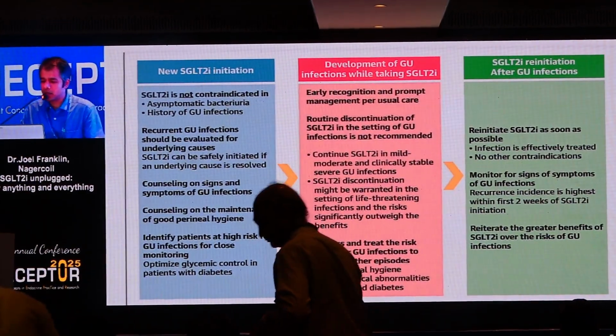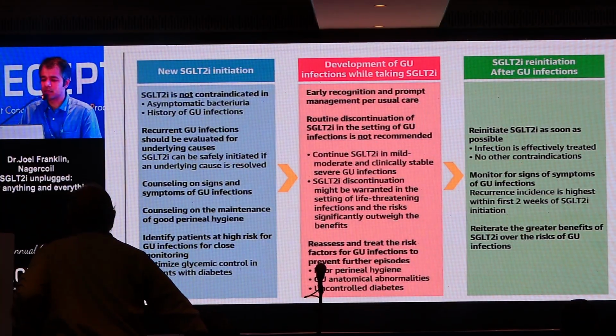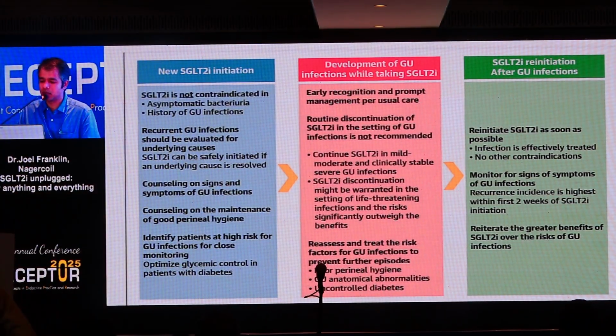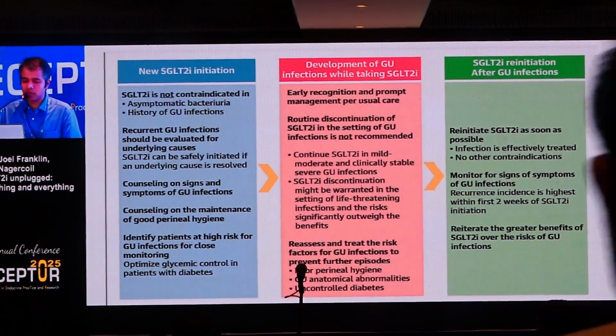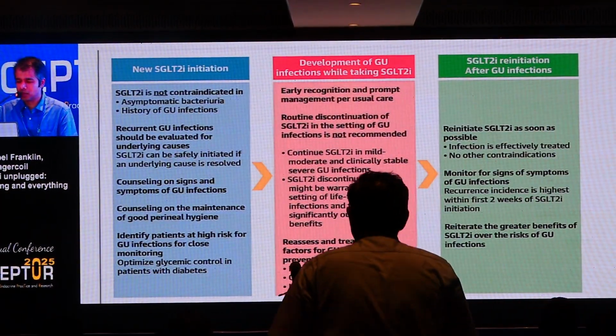And you have to monitor it. They are saying that the recurrence again is highest within the first 2 weeks of SGLT2 initiation. So repeat the urine routine after 2 weeks. This is from the 2024 article.